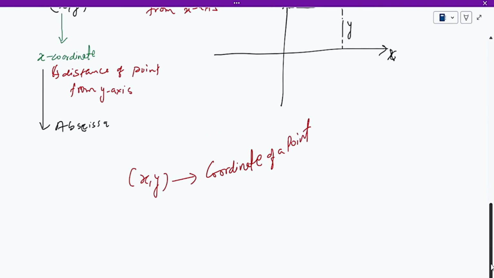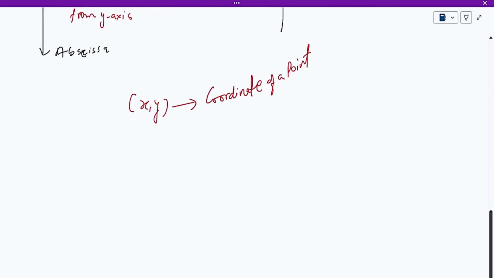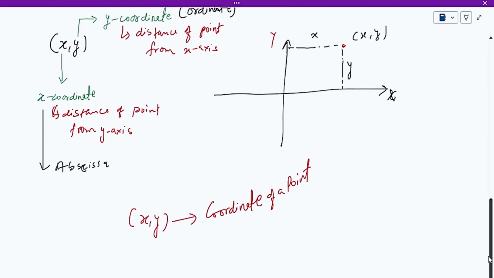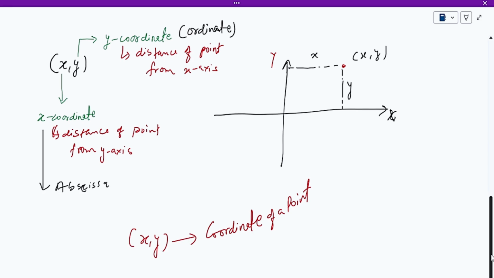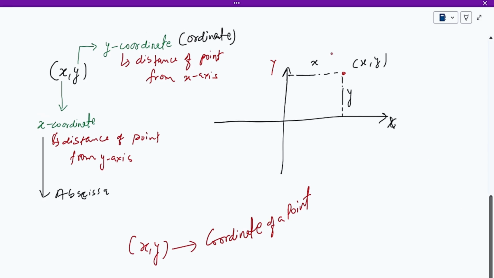Now I hope you understood the meaning of coordinate, abscissa and ordinate. So the coordinate of a point is, in simple language, the position of a point in the XY plane. This is the x axis, this is the y axis, and this plane we call the XY plane.